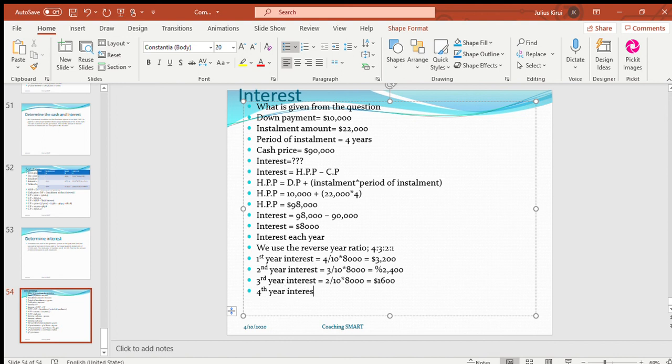Fourth year interest. How do you get that? 1/10 times 8,000, which is giving us what? How many dollars? Are you serious? $800. Now that is how you get interest for each year. Then the rest, you now take this information to the journal and the ledger. Is that okay? Any question as far as the preparation of determining interest when you are given other items except interest?